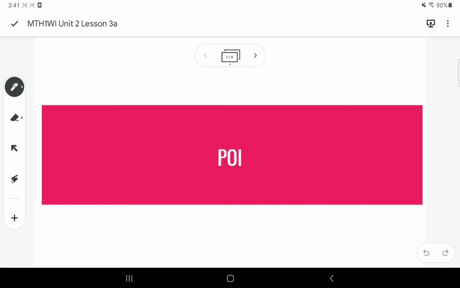We're going to be talking about POI, which stands for point of intersection. So when we're looking at linear relationships, this is going to look at if you have two lines on the same graph, where do those two lines meet? That's what we're going to be talking about today.